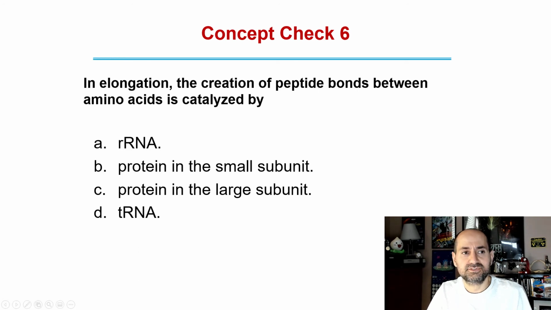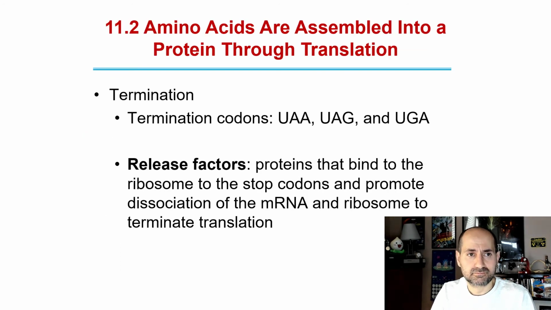So concept check number 6. In elongation, the creation of peptide bonds between amino acids is catalyzed by what? Is it the rRNA? Is it the tRNA? Is it the protein in the small subunit? Is it the protein in the large subunit? Well, it's the rRNA. The rRNA in the large subunit catalyzes the reaction. It catalyzes that peptidyl transferase activity, forming the peptide bonds, those covalent bonds between the amino acids.